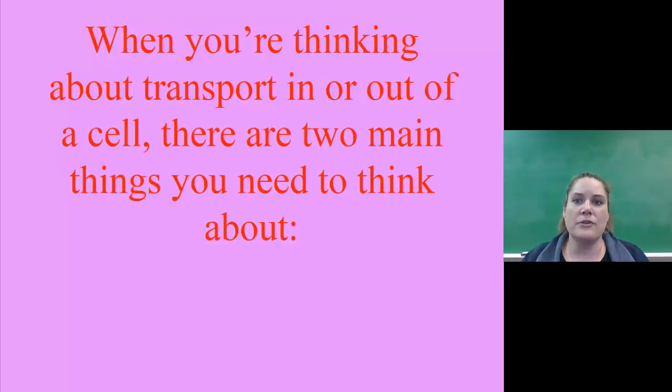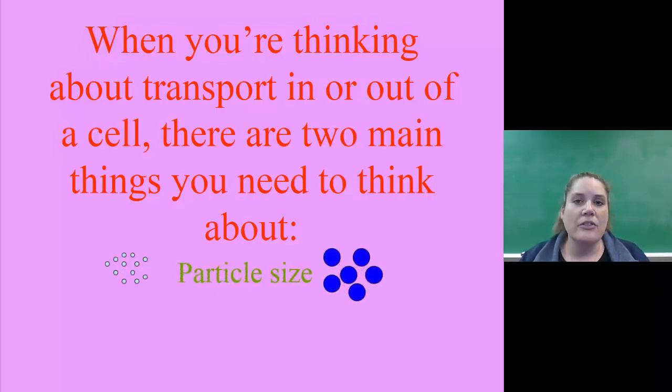So when you're thinking about transporting things in or out of a cell, there's two main things you need to think about. The first one is the particle size. There is a big difference between something like water and making sure that water can get in and out of a cell, and something like glucose. If we want to move something into a cell, you could move this in, or you could move this in. It's kind of the equivalent between moving a lamp into the house, and moving a king-size bed and dresser all together into the house.